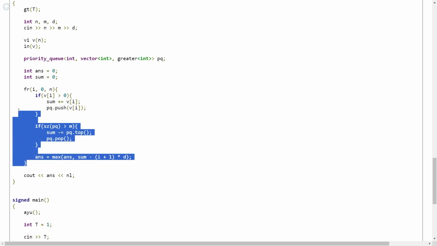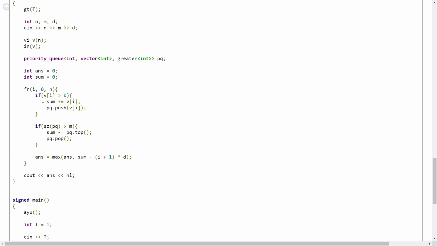Now I'm just traversing through all the values, and I only consider a particular value if it is greater than 0. I add this value to my sum, and I push this value to my priority queue. Now if the size of my priority queue is greater than m, then I can subtract the top from my sum variable and I can pop it from my priority queue. Now I can update my answer as max of answer, sum minus i plus 1 into d. I have taken i plus 1 here because I am using 0-based indexing. Now at the end, I can just print my answer, and that will be the solution of this particular problem.